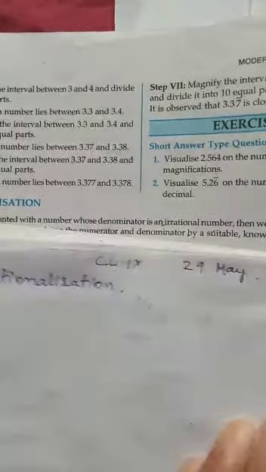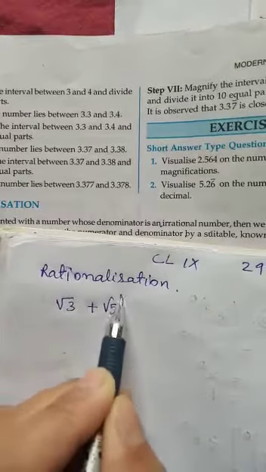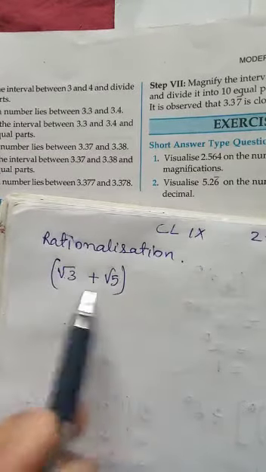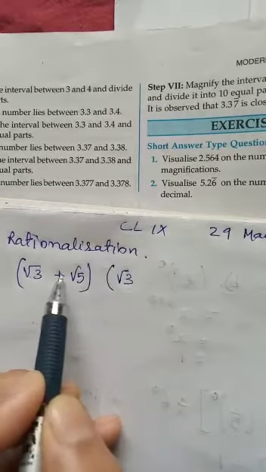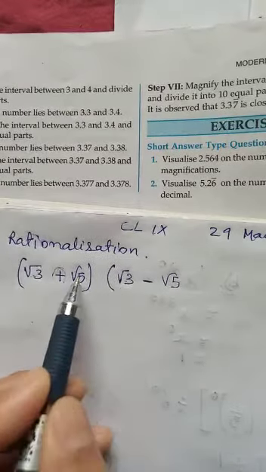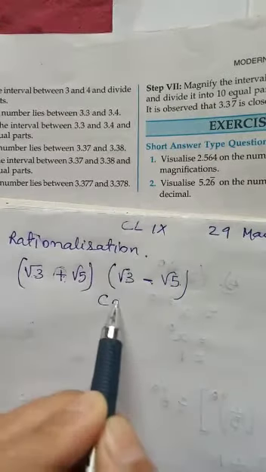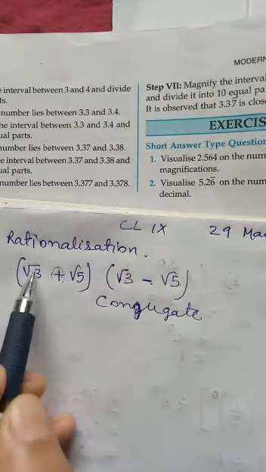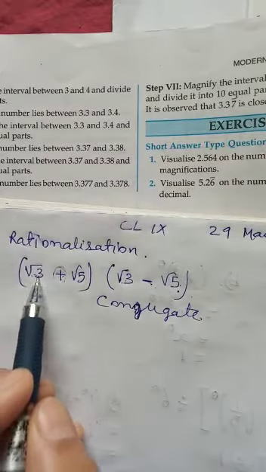And then sometimes you may have a case like this: root 3 plus root 5. You see, in this case you have two irrational numbers with a plus. Then how do we remove the square root? We have to multiply by the same number but opposite in sign. Here we have plus, so we multiply with minus. If you have minus, multiply by plus. Such a number we call the conjugate. That means root 3 plus root 5 is the conjugate of root 3 minus root 5, and root 3 minus root 5 is the conjugate of root 3 plus root 5.